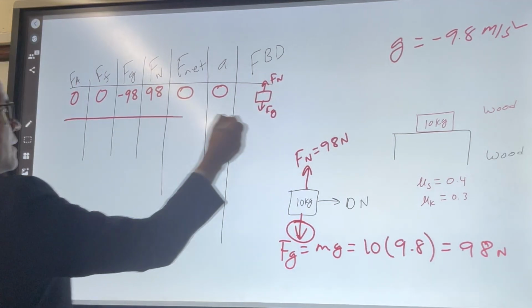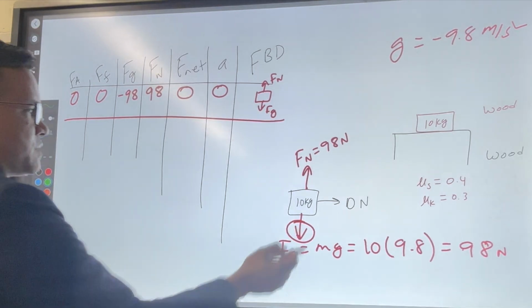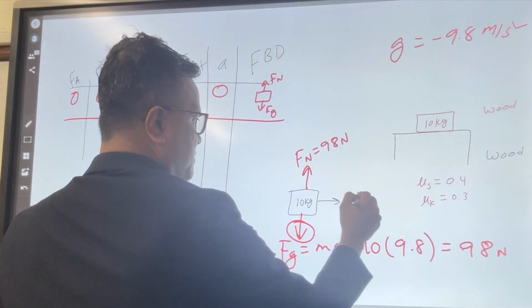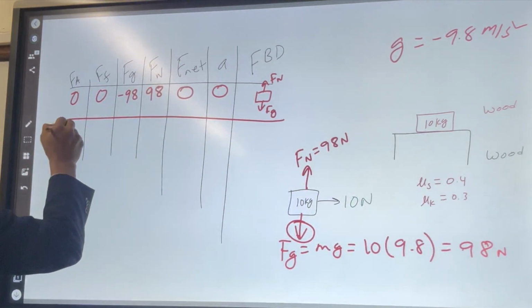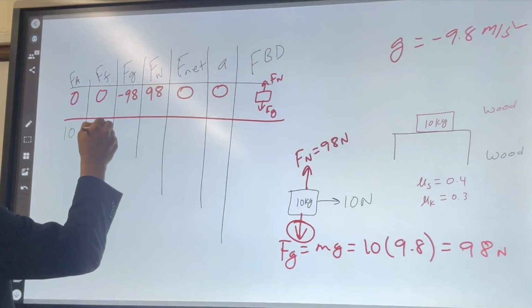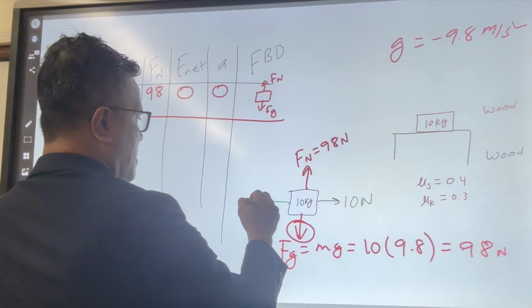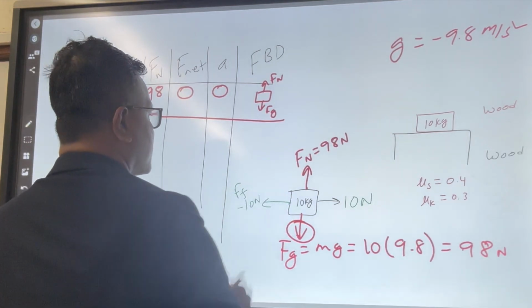Okay, now the object doesn't move if you apply 0 Newton. So you decided to apply 10 Newton. What happens if you apply 10 Newton? Force of friction becomes equal in magnitude, opposite in direction. And that is force of friction.